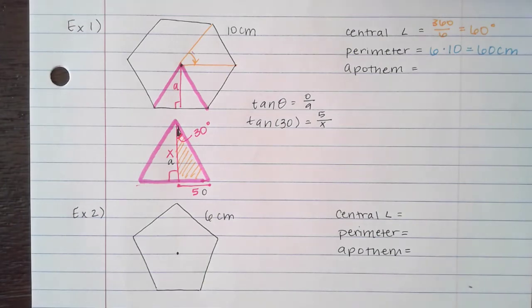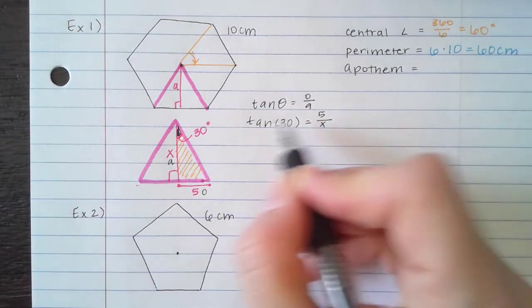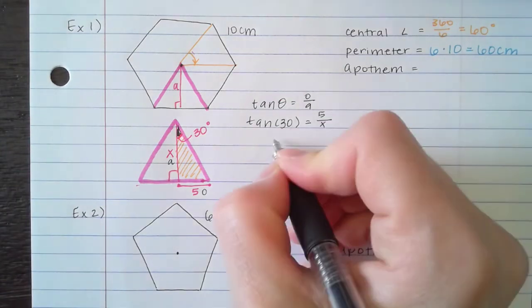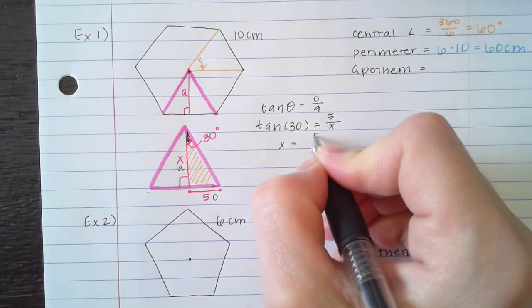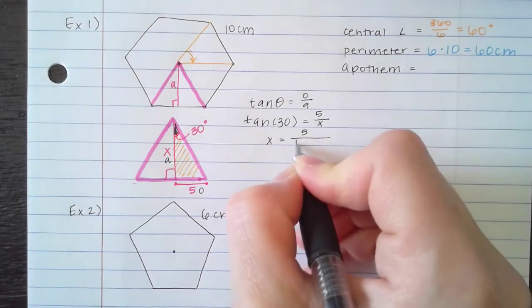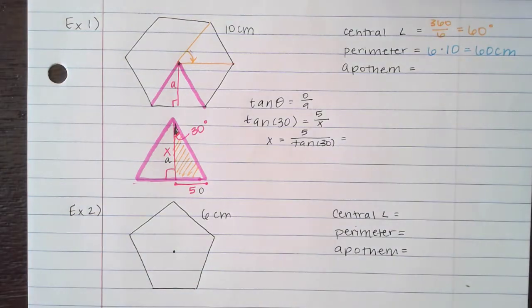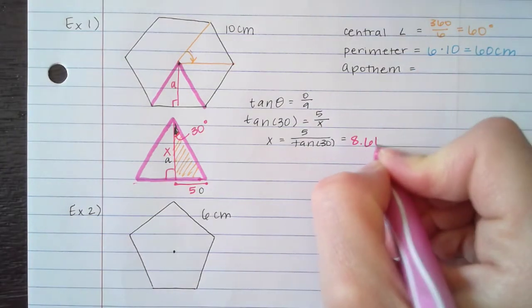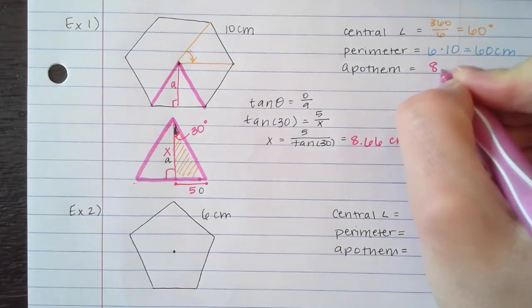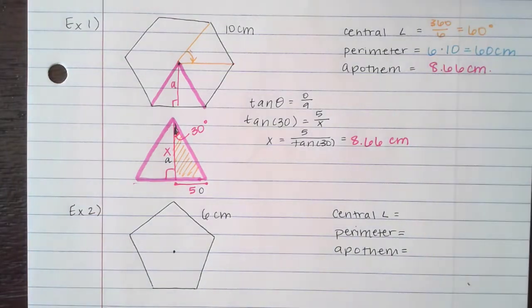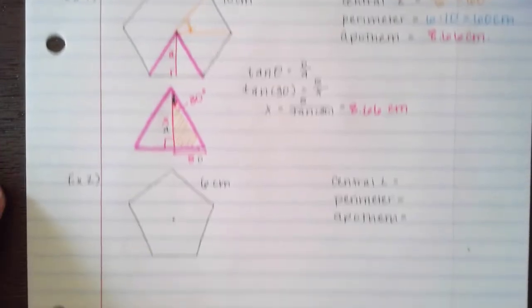There are so many ways to solve this. I'll give you a second to solve it however you'd like. You can cross multiply, or multiply both sides by x, and either way you'll end up with x equals 5 divided by tangent of 30. At that point, you just plug it in your calculator, and you're going to get 8.66 centimeters. At that point, you're done with the problem for today. Tomorrow, you're going to use the perimeter and the apothem to actually find the area. But for now, you're done there.